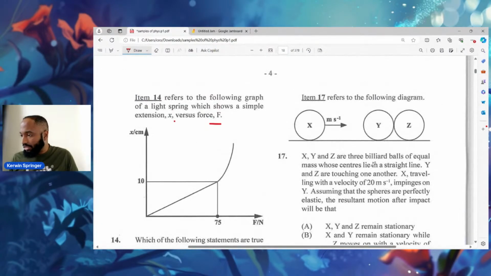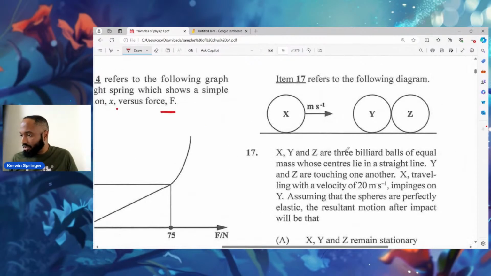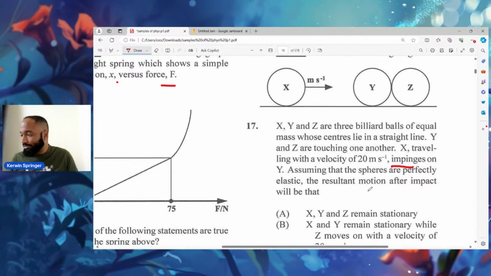So X, Y, and Z are 3 billiard balls, pool balls. Y and Z touch each other. X, traveling with a velocity of 20 meters per second, impinges. I could not say hit by. Assuming that the spheres are perfectly elastic, the resulting motion after impact will be that.